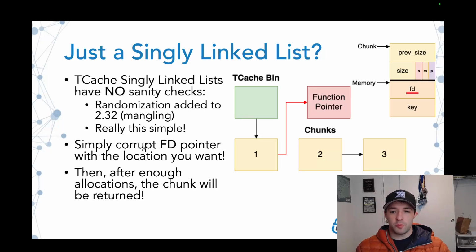Prior to 2.32, which added pointer mangling, which we'll talk about in a future video, there were zero protections put in place at all onto the singly linked list items of Tcache bin chunks. So you can simply corrupt the FD and point it anywhere you want, which is awesome.